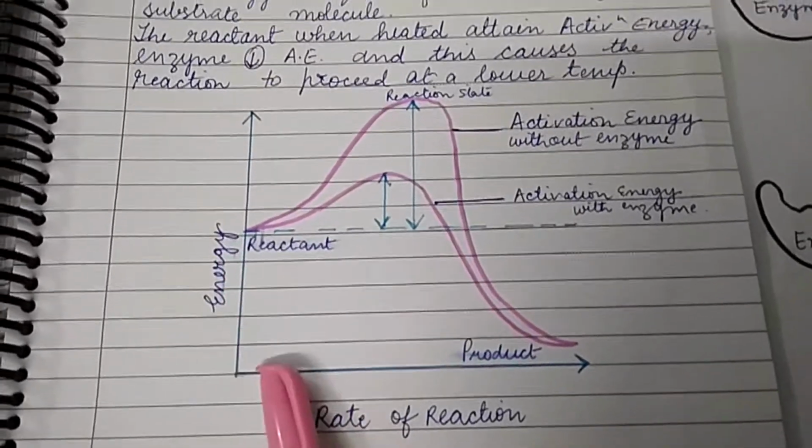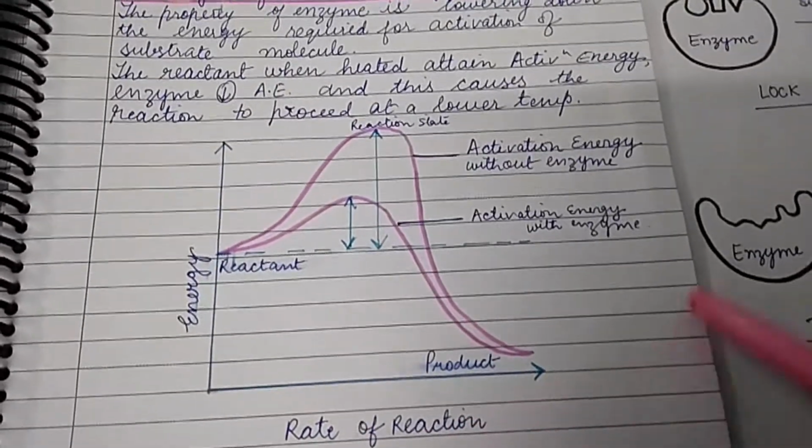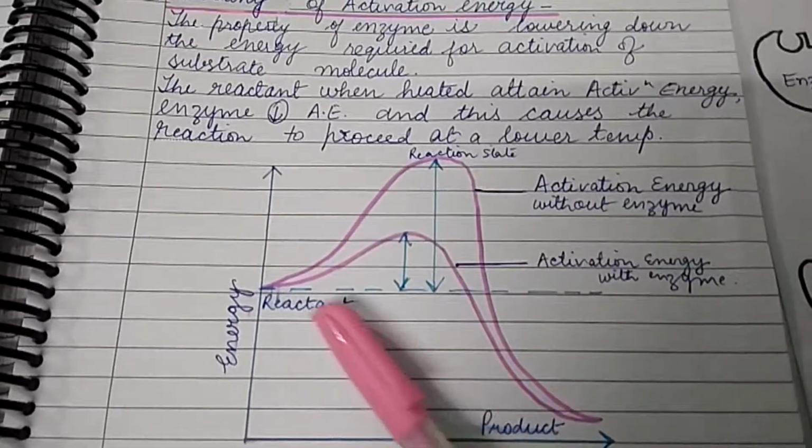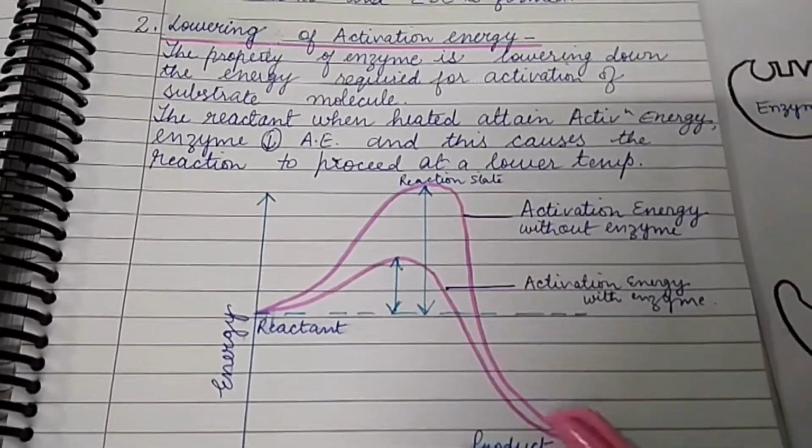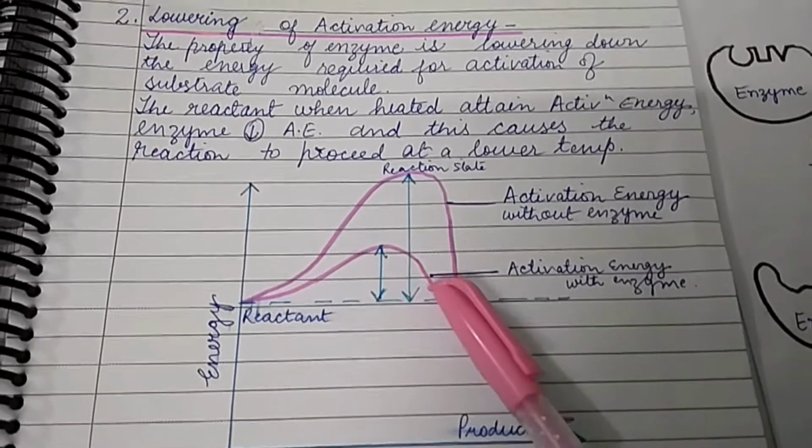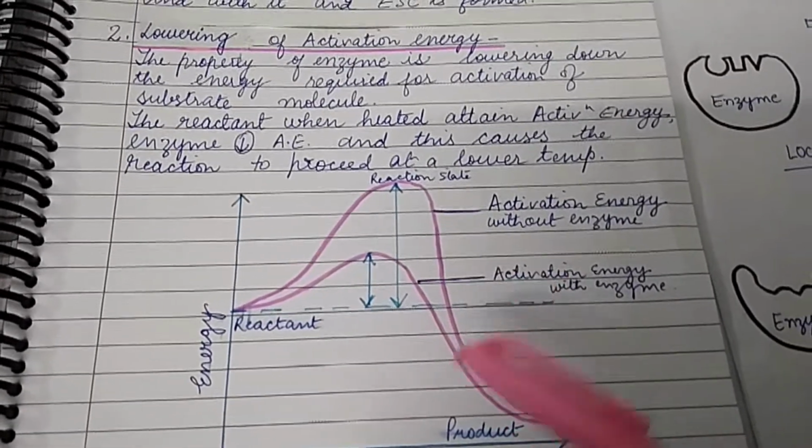See, this is the graph. The energy is plotted against the rate of reaction. This was the activation energy without enzyme, and this is the activation energy with enzyme. So you can see the difference.